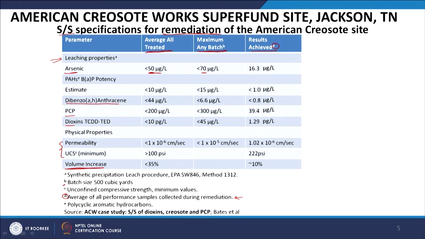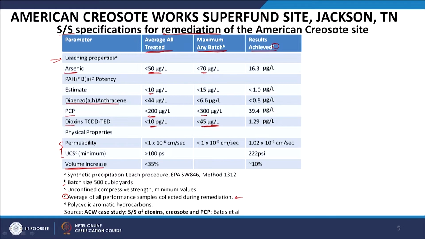Let us look at anomalies, right. Here, let us say 10, 15, 44, 6.6, that seems to be an anomaly here obviously, 200 and 300 here, 10 picograms. So, this is an anomaly because it is in picograms here, and the maximum is remarkably high, 45 micrograms per liter, right.